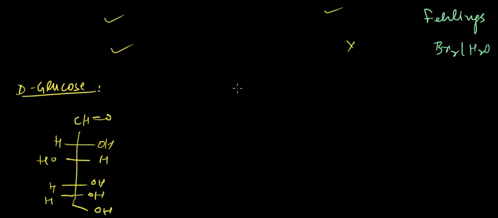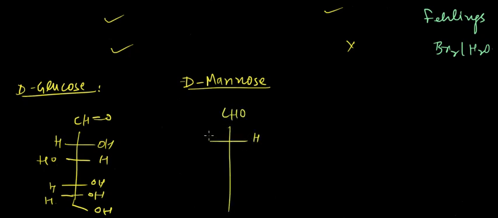And what about D-mannose? D-mannose would be something like this. Again, only one H is different, rest all are the same. Why? Because it is an epimer. Finally OH here.